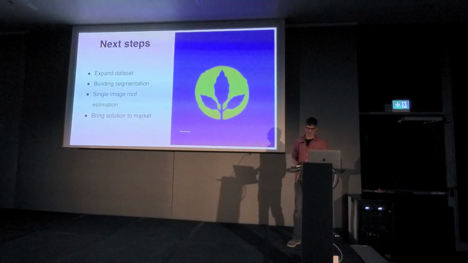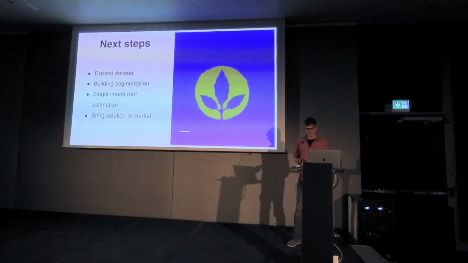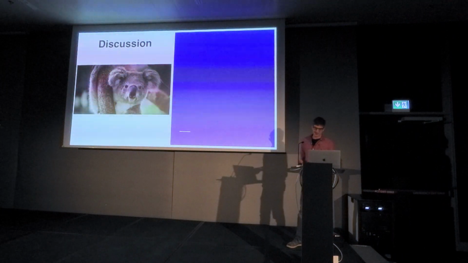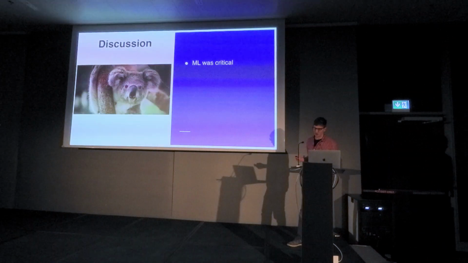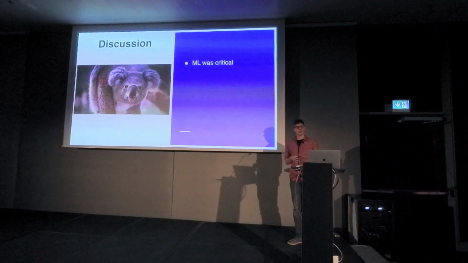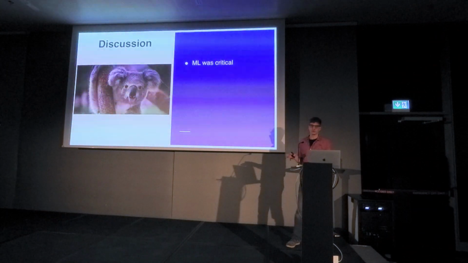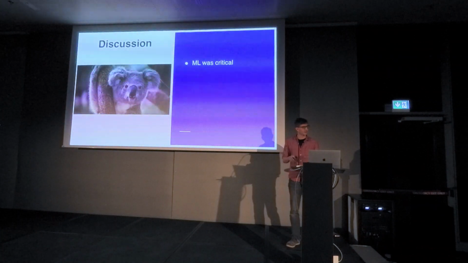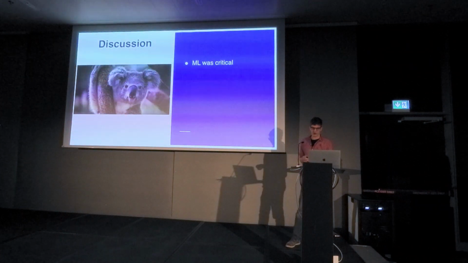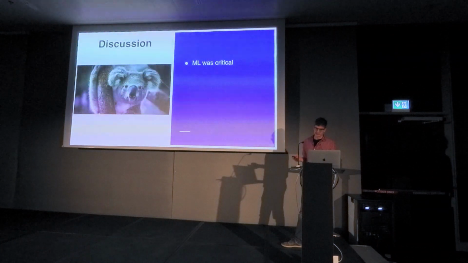Echoing Lynn's comments from yesterday, you really have to get these things deployed to make an impact. So the high-level takeaways are, one, machine learning was critical. We tried feature engineering approaches and various other approaches, and the learning was really important because of all the lighting and weather variance that takes place in this problem.